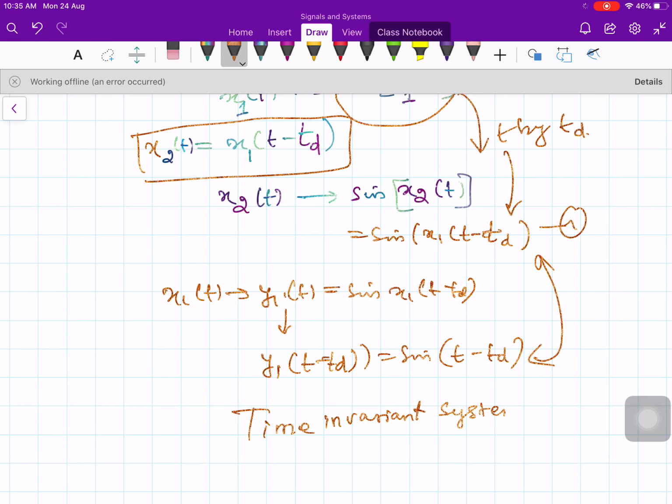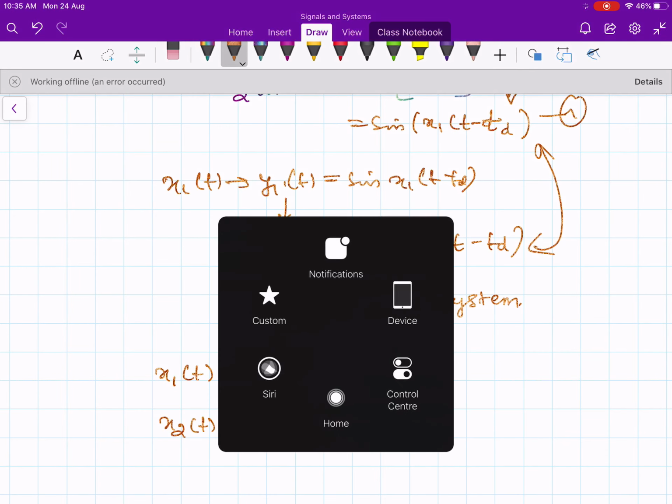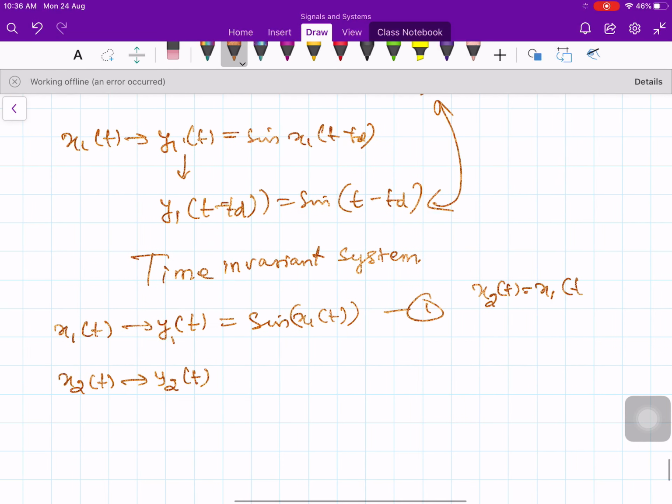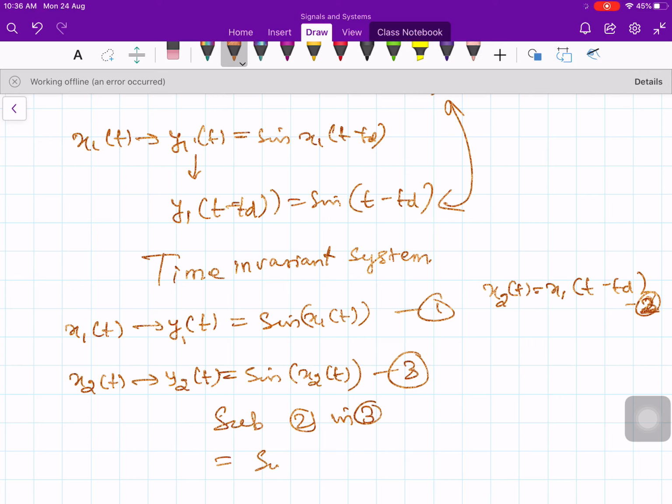Okay, it's very simple. So what you are doing is you take x1 of t and it gives rise to y1 of t, and you take x2 of t, it gives rise to y2 of t, where y1 of t is sine of x1 of t, that's it. So this is, let's say, equation number 1. Then we defined x2 of t as the time delayed version, x1 of t minus td. Let me call this equation number 3. Therefore y2 of t is sine of x2 of t, let's say equation number 2. Substitute 3 in 2, and you will get sine of x1 of t minus td. This is my equation number 4.